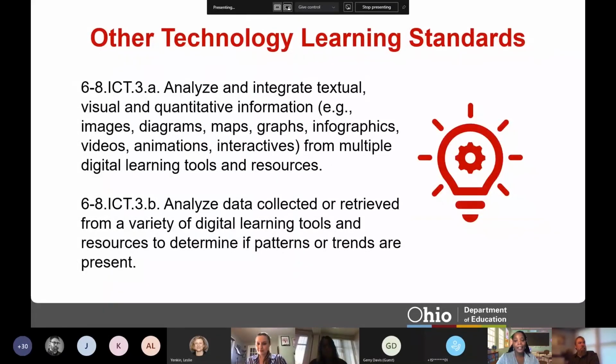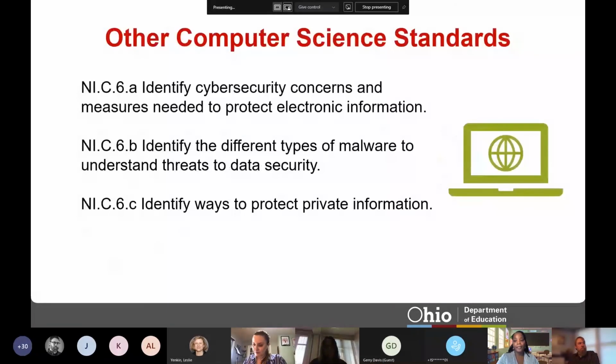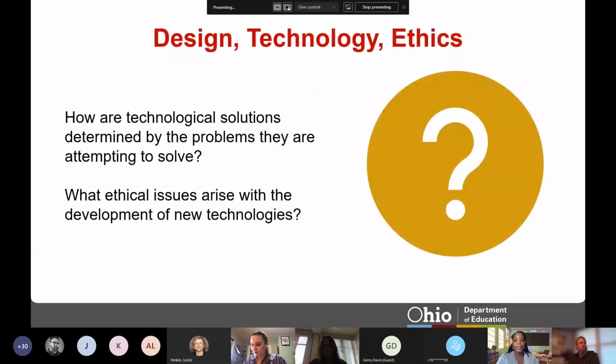There are other technology standards and computer science standards that we felt would connect with the usage of the cyber range. You may also see other standards that may connect with usage of the cyber range. So we're showing you these briefly, but they will be available for you to review in the session material.